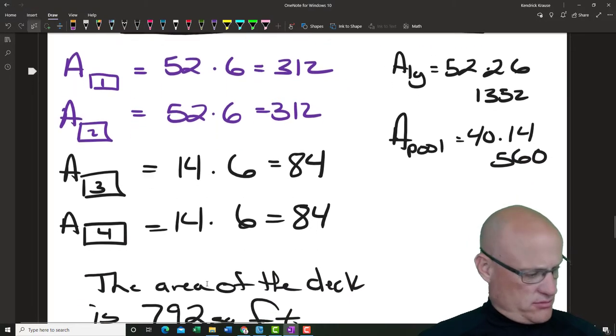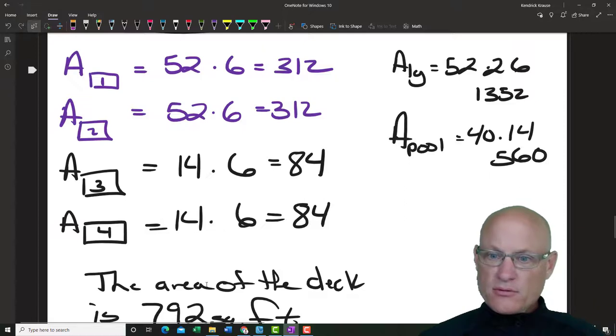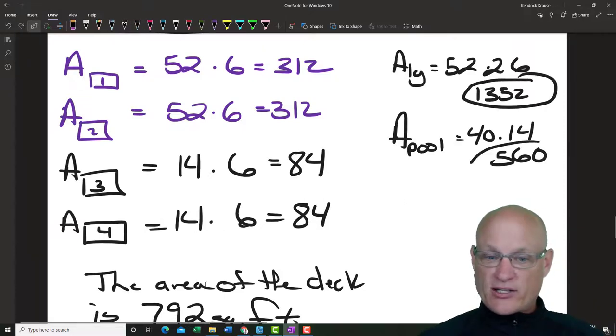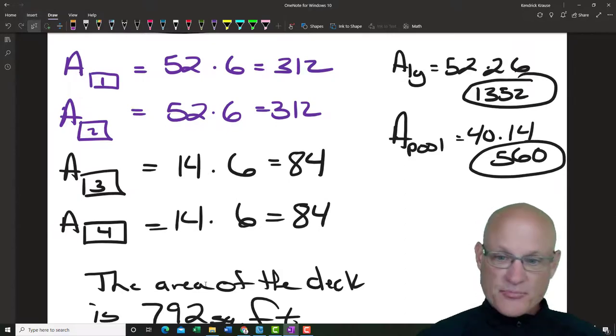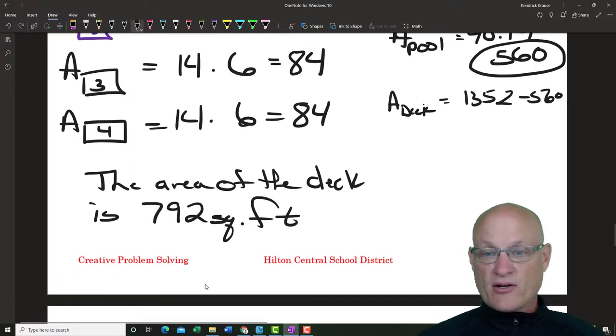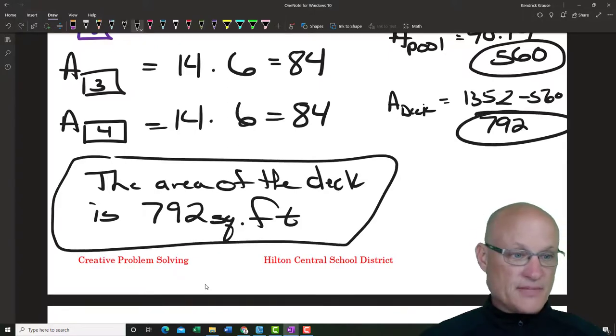If I take this 1352 and subtract off 560, I get the area of the deck is equal to 1352 minus 560, and it should come as no surprise to you that the area of the deck is 792. All right, so there's the answer, 792, the area of this deck.